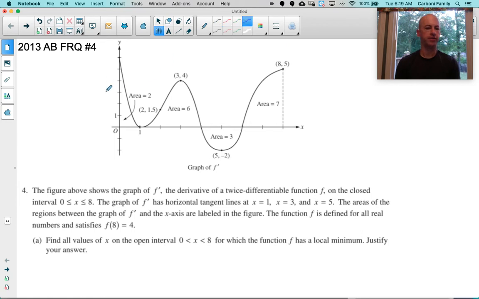Hey, looking at the 2013 AB free response question number 4. This is a non-calculator question. And the calculator is really not going to be a huge help anyway because we don't have an equation for this graph. We just have to go off the numbers they give you.